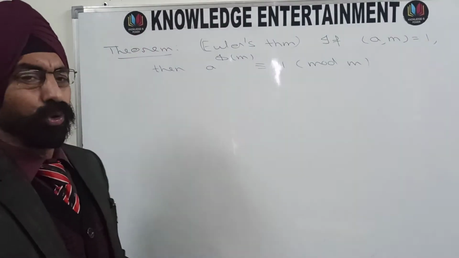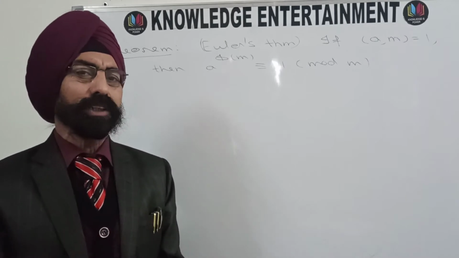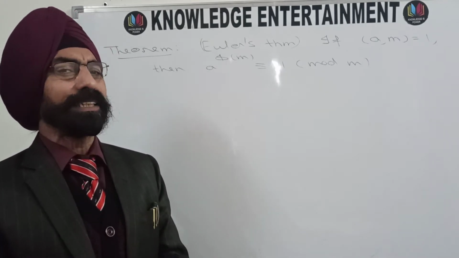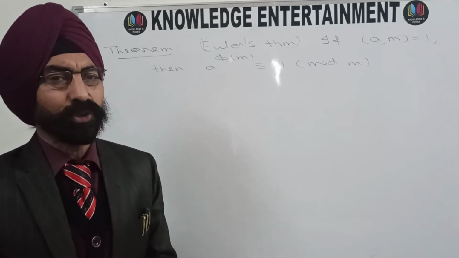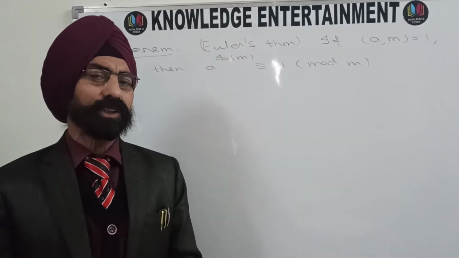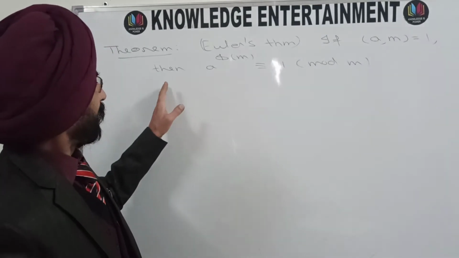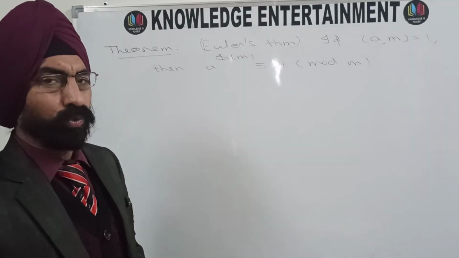Where, what is phi(m)? You know it very well, that phi is Euler's totient function, and phi(m) means the number of natural numbers less than m which are co-prime to m. So here is the statement of Euler's theorem, that if a and m have GCD 1, then a raised to the power phi(m) is congruent to 1 modulo m.